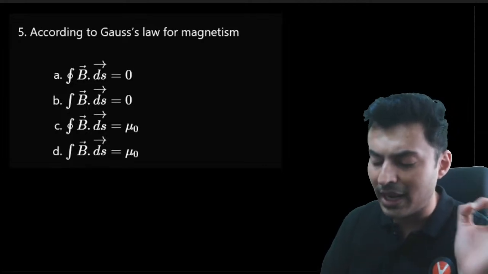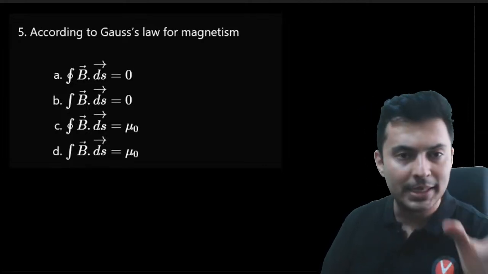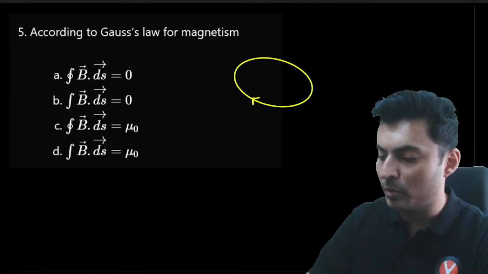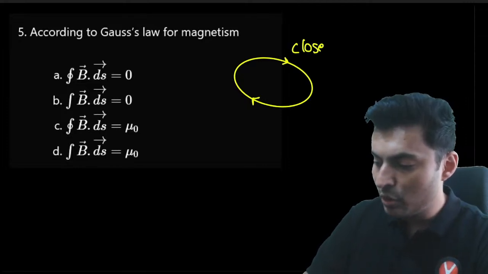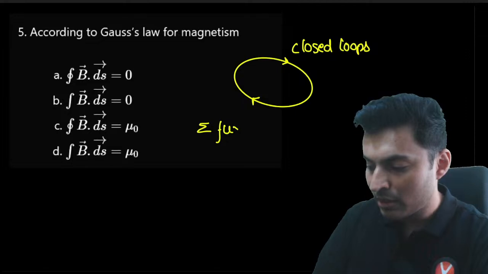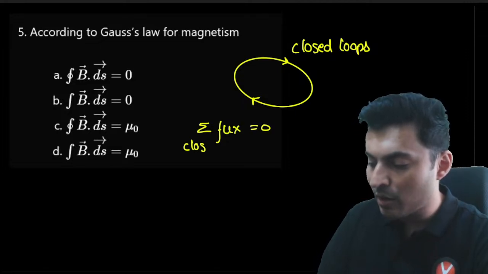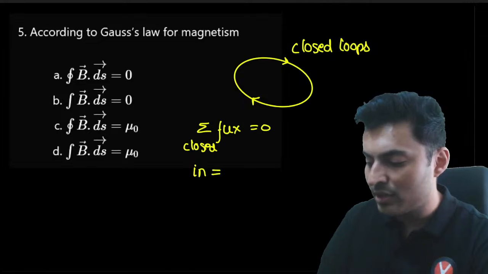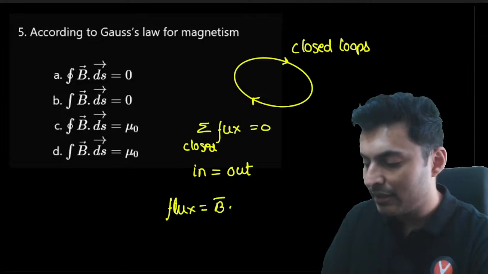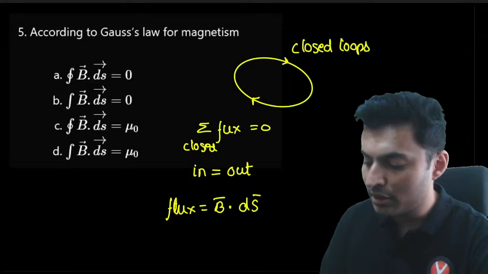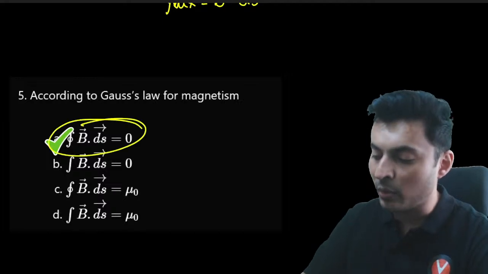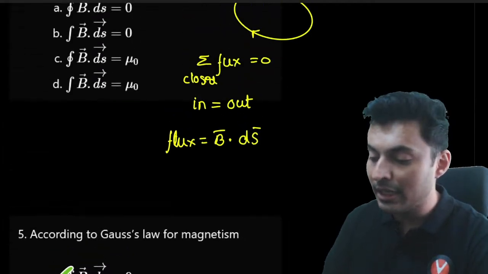According to Gauss's law for magnetism, what is the correct statement? Well, Gauss's law of magnetism says that the magnetic field lines are always in closed loops. And because of this, the total flux is always zero for any closed surface, because whatever goes in has to come out. The formula for flux is nothing but magnetic field dot area, so the total flux will be the integration of it. That's why the integral of B dot dS will be zero. That cyclic integration is important.